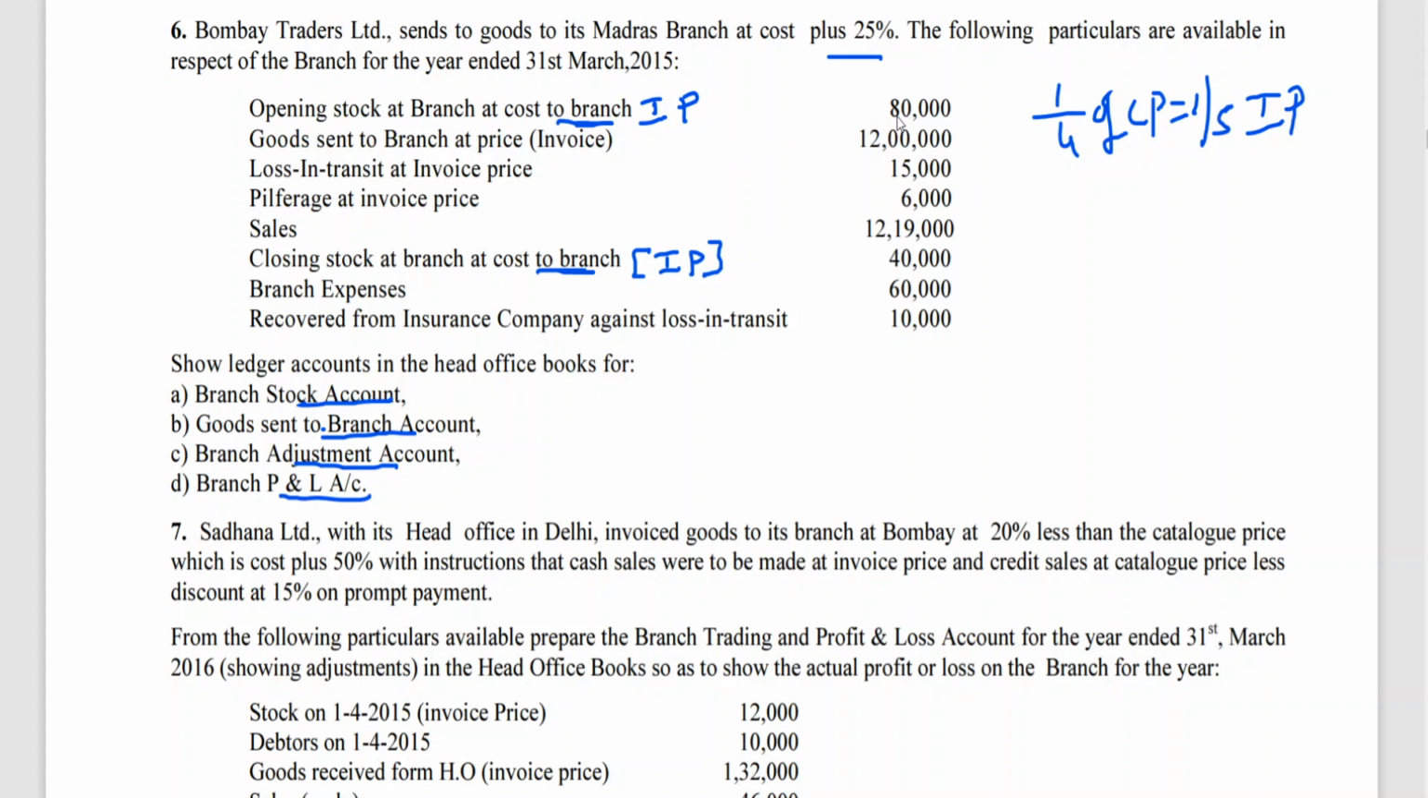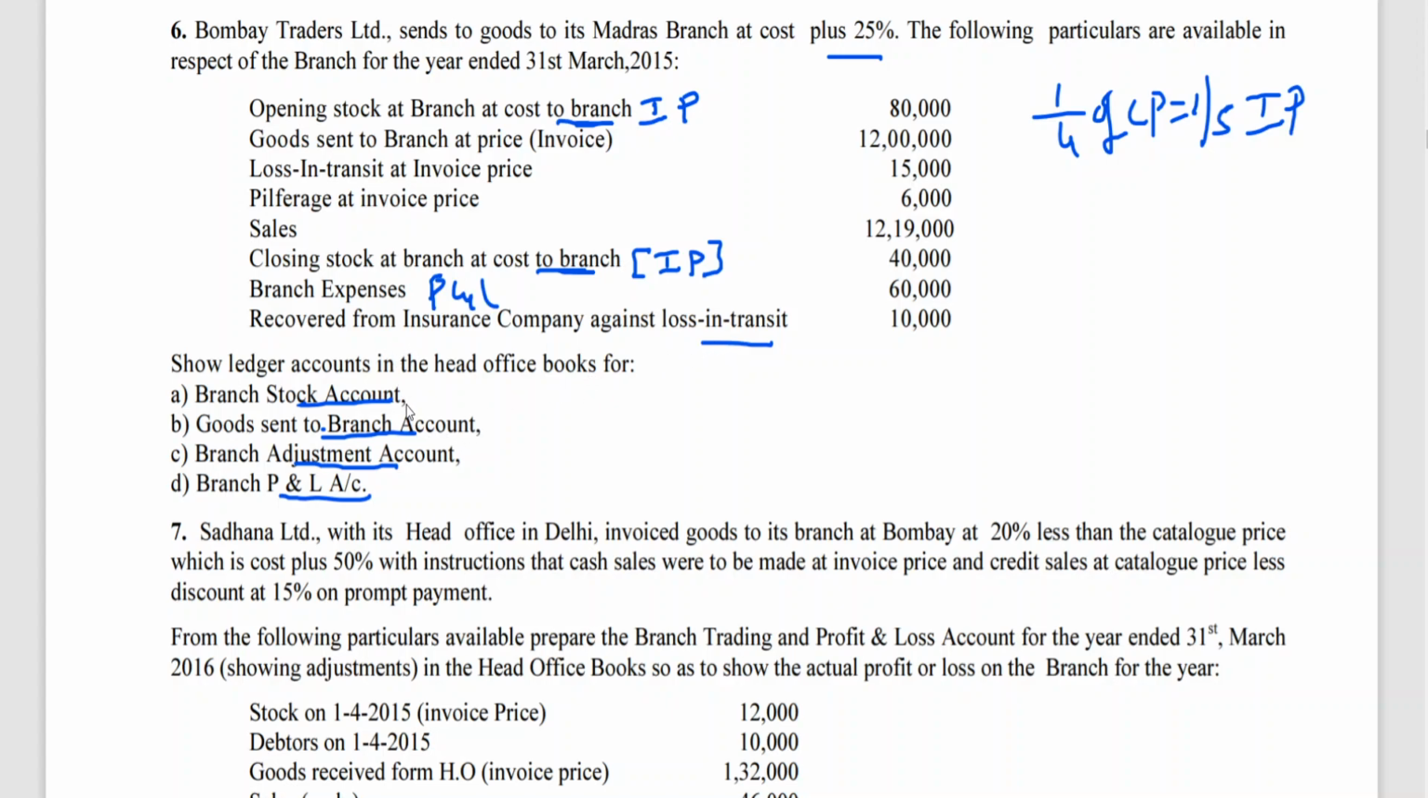Opening stock at branch at invoice price will be taken initially to where? Branch stock account, which side? Debit side. Goods sent to branch, branch stock, debit side. Loss in transit at invoice price, branch stock, credit side. Pilferage at invoice price, pilferage means misappropriation, theft or something like that, branch stock account, credit side. Sales, branch stock account, credit side. Closing stock, branch stock account, credit side. Branch expenses, P&L account. Received from insurance company against loss in transit. The amount that is not received is debited to branch P&L account.